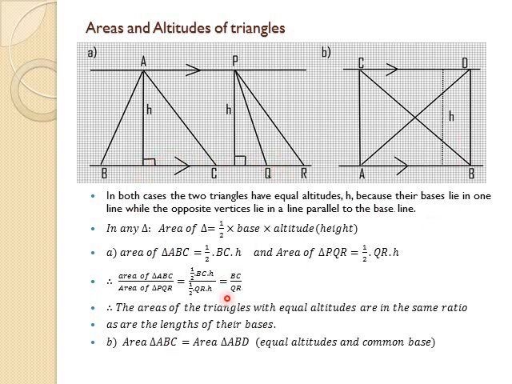Then that one, I can straight away say area triangle ABC must equal area triangle ABD, because they have a common base AB. AB belongs to both, and they have equal altitudes H for both of them. And we're going to be using this to prove the theorem. So let's look at the proportionality theorem.